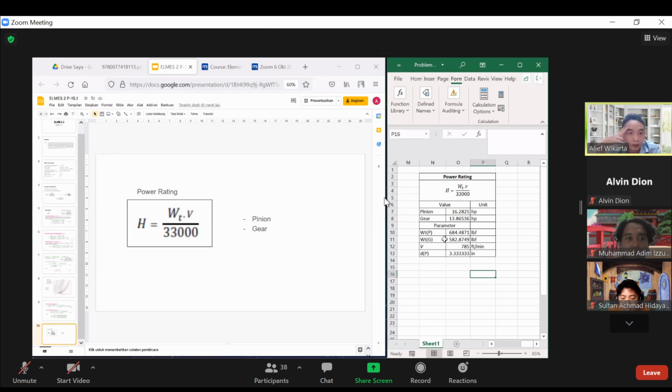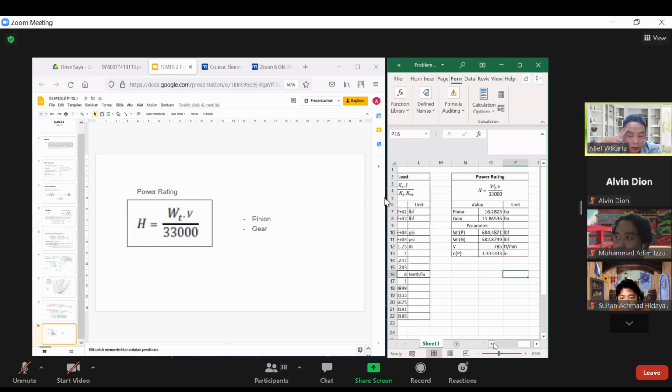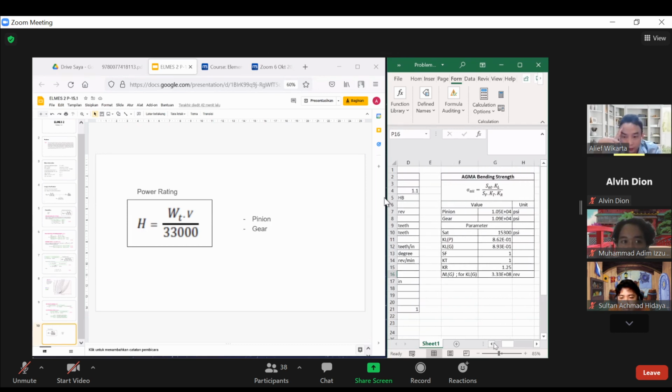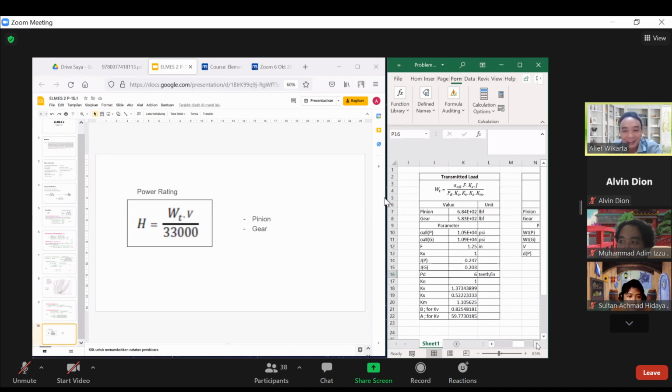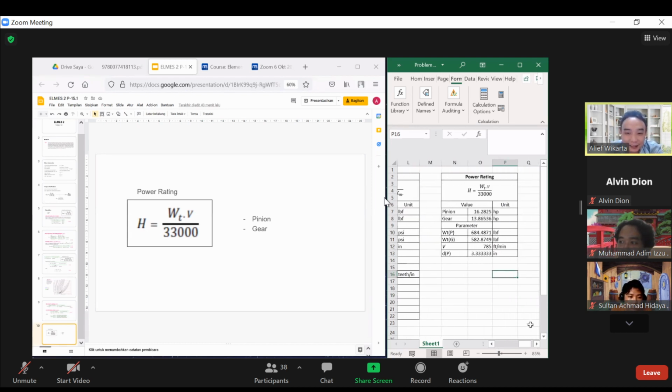It's based on AGMA bending strength. Who is the next one? Agnes, you already saw AGMA resistance? Heating resistance, yes, sir. But it's a different problem. Oh yes, different. Sorry, I just thought that it's the same.